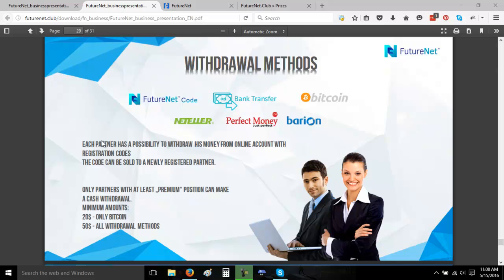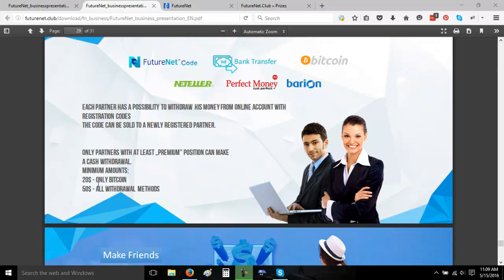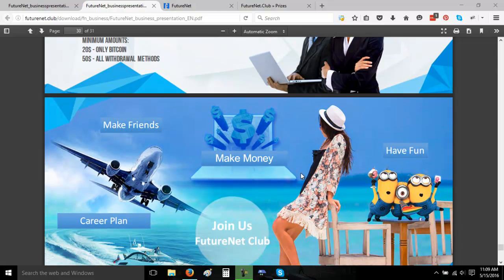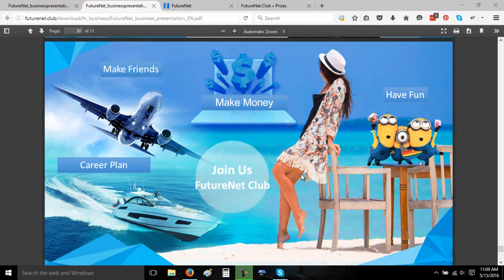As far as withdrawal methods, again, this shows here different methods that you can use to withdraw. You can do the bank transfer, the Bitcoin, Neteller, Perfect Money, and so forth. So lots of different options here as well. For the Bitcoin, you can withdraw at the $20 level. All other withdrawal methods would be at the $50 level. So it's, in other words, not that high as far as being able to withdraw your money. So it wouldn't take very long at all.